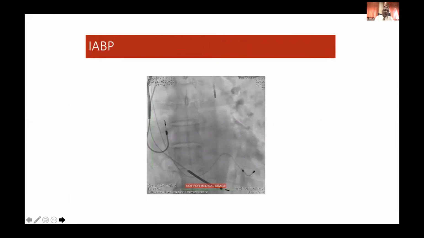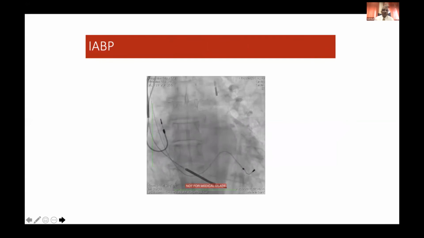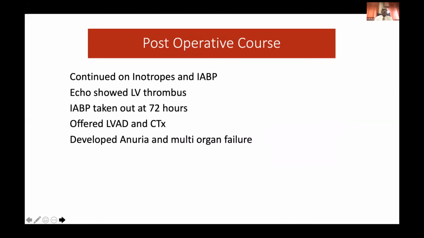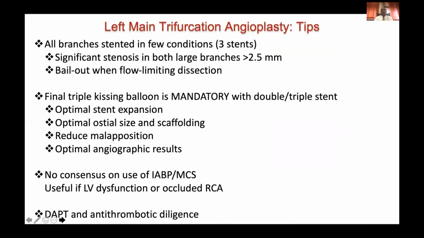We offered him an ECMO, but he did not have the financial capability or the wherewithal, and the family knew the outcome that was possible. So we put in a balloon pump, but unfortunately, when we did an echo, we reconfirmed the LV thrombus. But despite that, we could not salvage this patient. So I've shown you a spectrum.